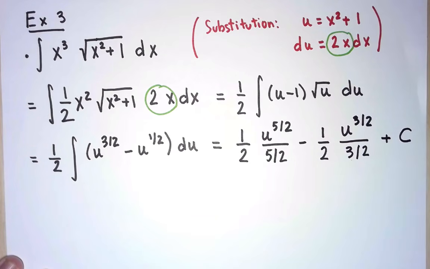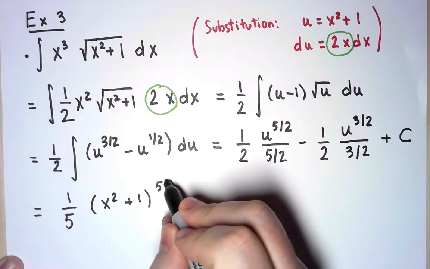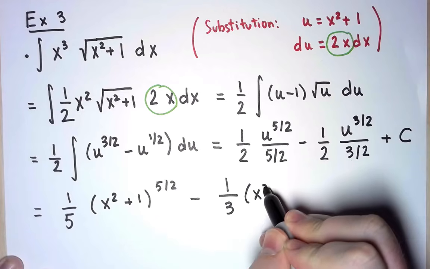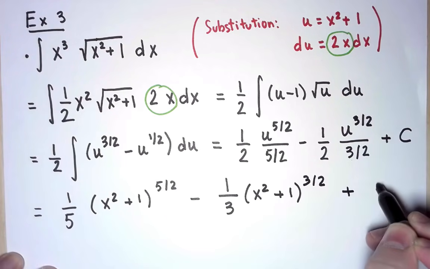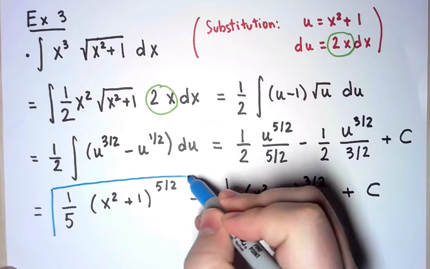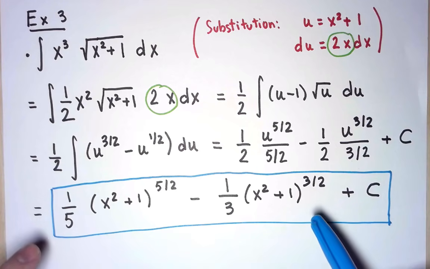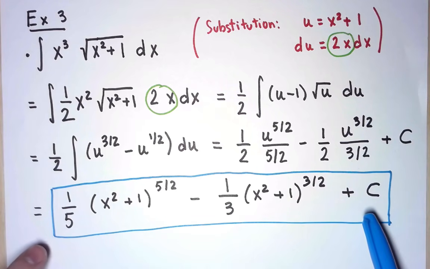Excellent. And now that the integration is done, I can undo the substitution, and I get 1/5 of x squared plus 1 to the 5/2 minus 1/3 of x squared plus 1 to the 3/2 plus the integration constant, where I have also simplified the coefficients. And this is the final answer. I could also simplify this final answer a little bit by factoring root of x squared plus 1, but I'm not going to bother. Like in the previous two examples, I can verify that this answer is correct by taking this expression, computing the derivative, and verifying I get back what I started with.